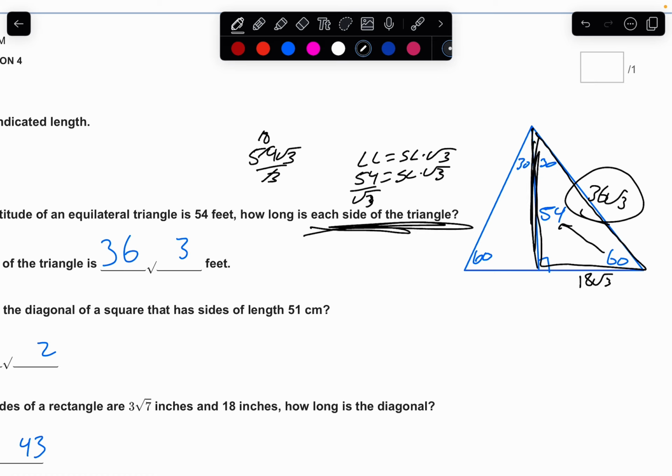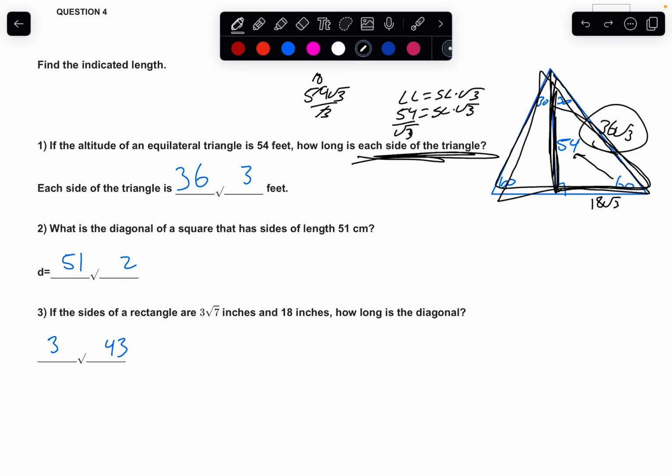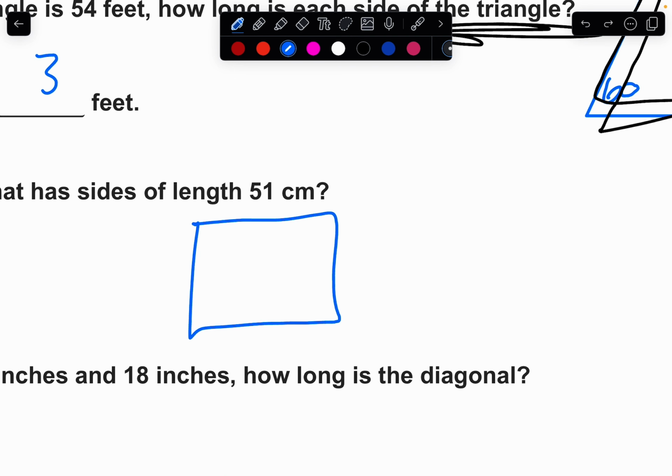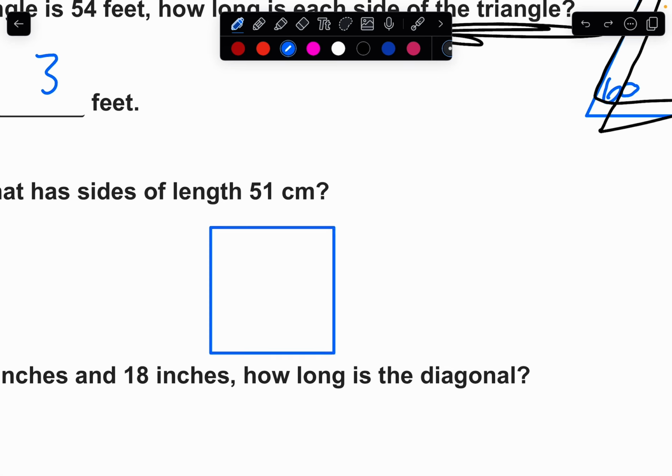Remember, we drew the height. The original triangle was an equilateral triangle where each side would be 36 root 3. A square. So situation number 2, you got yourself a nice square. What do we know about squares? All the sides are equal. So all 4 sides are equal and all the corners are 90.